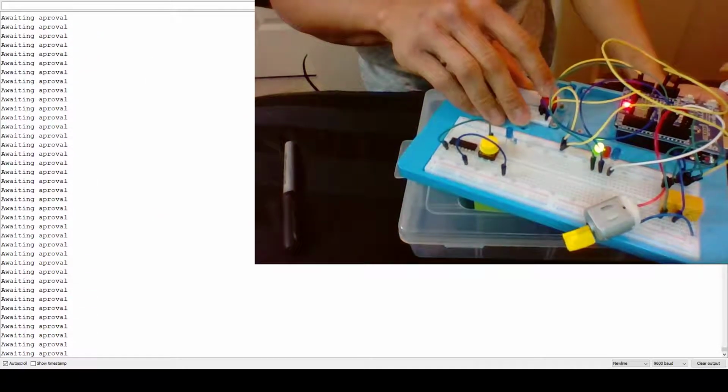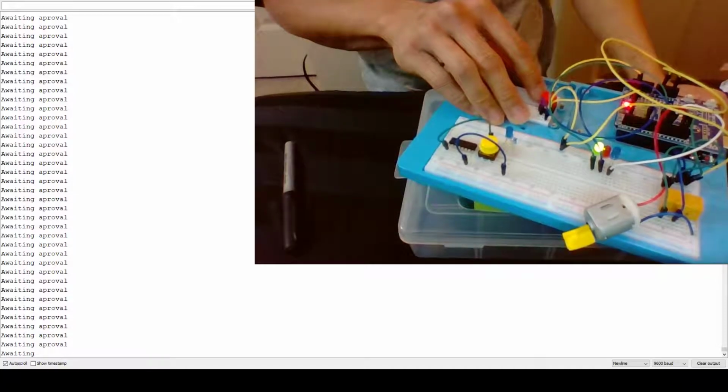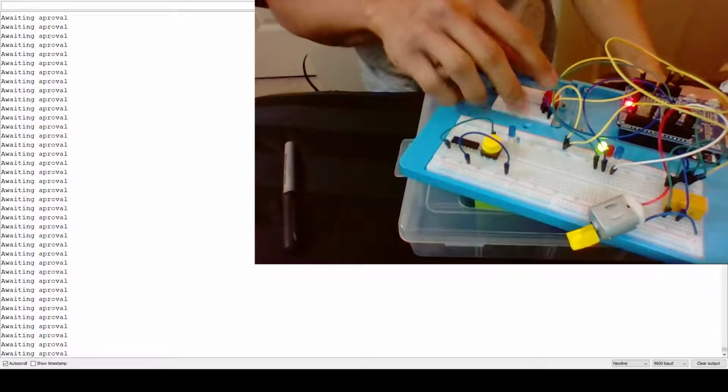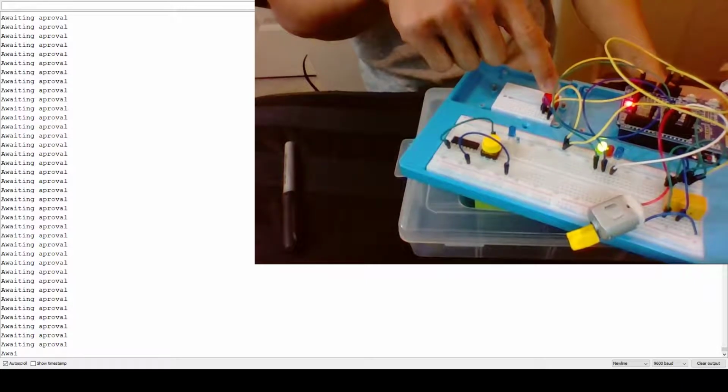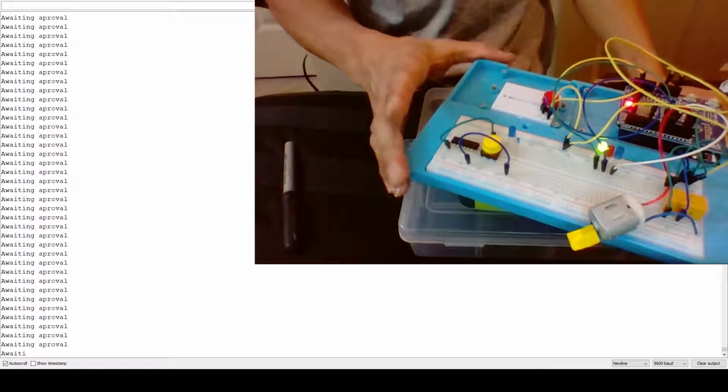The process can go on and on and on. And we could completely automate this by having a sensor or a timer or something so that I don't need to give approval. It waits for approval from the sensor. So yeah, that's pretty much it.